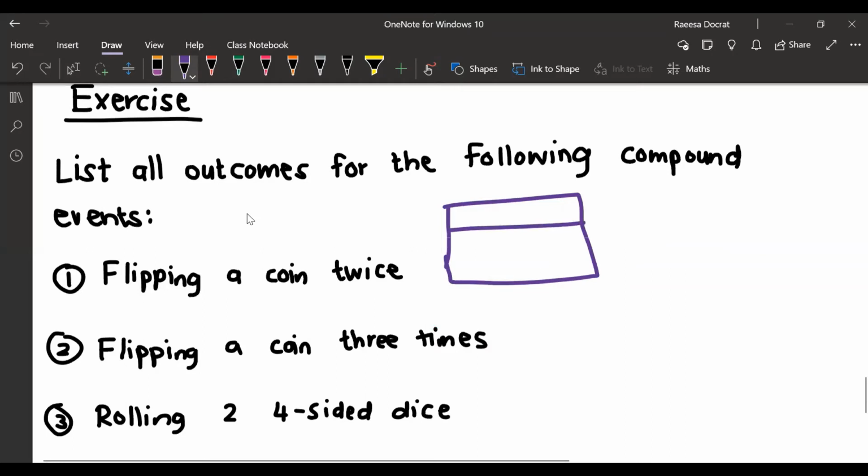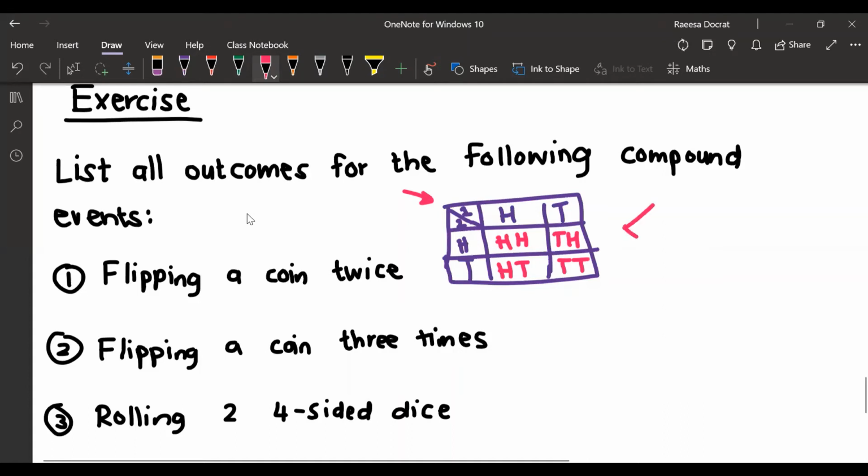So if you have over here your first coin and your second coin, on your first coin you can either get heads or tails, and on your second coin you can get heads or tails. So you can get a head on the first coin and a head on the second coin, a tail on the first coin and a head on the second coin, a head on the first coin and a tail on the second coin, and a tail on the first and second. So you have 4 possibilities. Doing it in a table is one way to represent the outcomes.